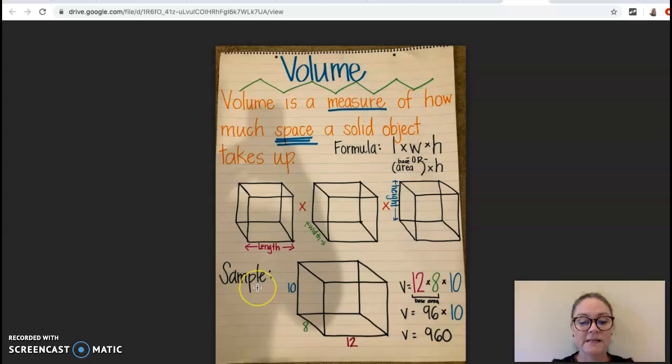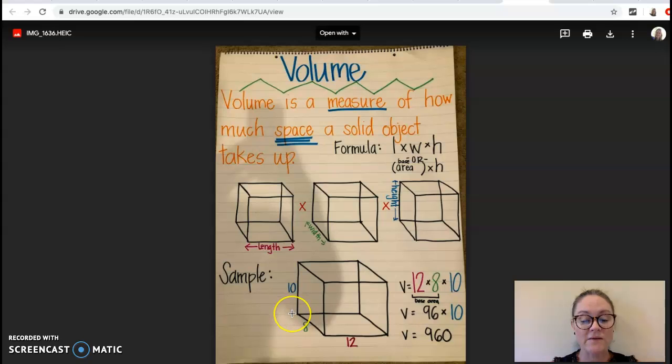Okay, here's a sample problem that I did for you that we can discuss right now. Now, what I left off is the unit of measure. So we're going to pretend that I've written feet in here on this anchor chart. So 10 feet, 8 feet, 12 feet. Okay, all right, the length of this 3D shape is 12. You can see that up front. Then the width is 8. So to find the area, I have to multiply 12 times 8. Okay, you can see that in this example.